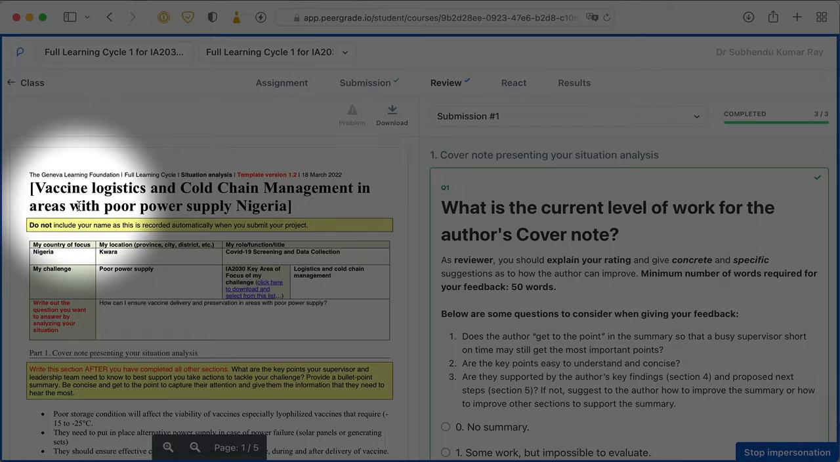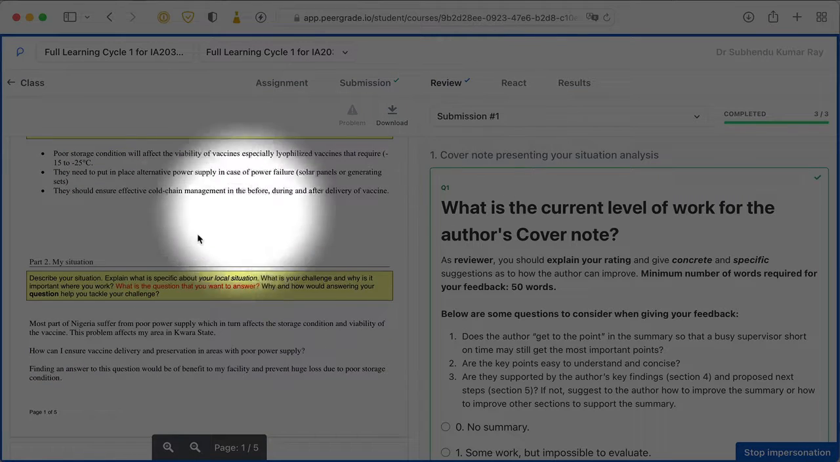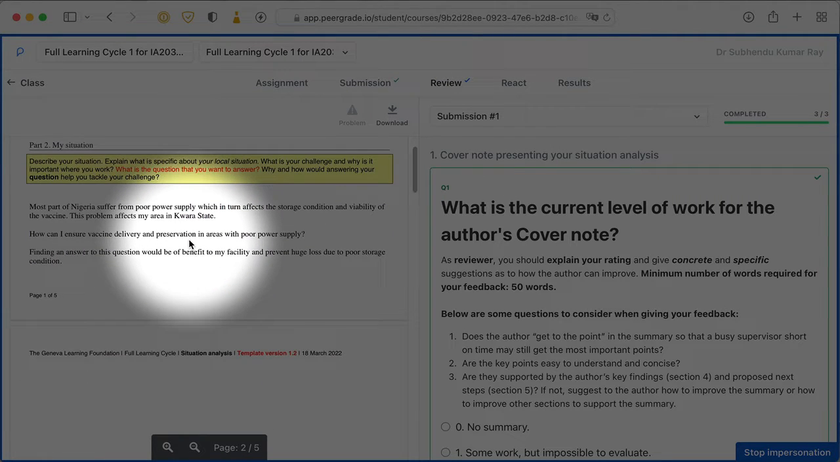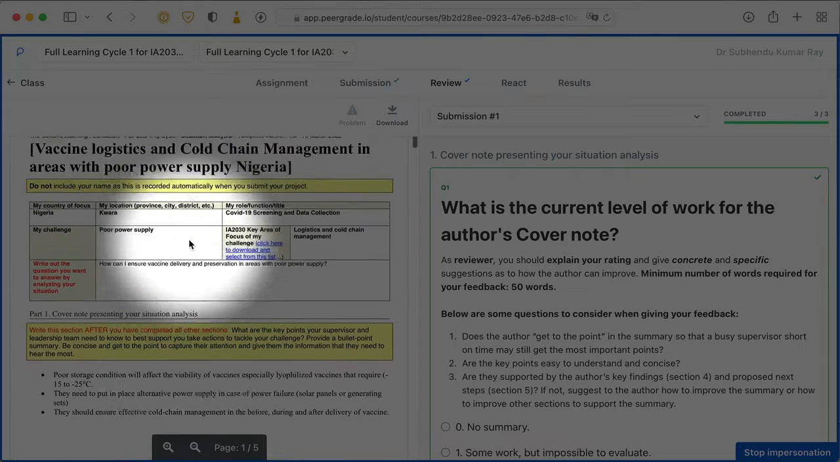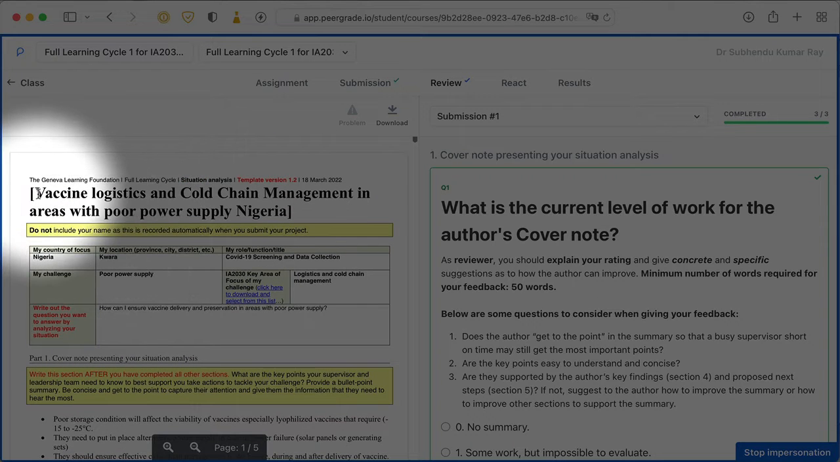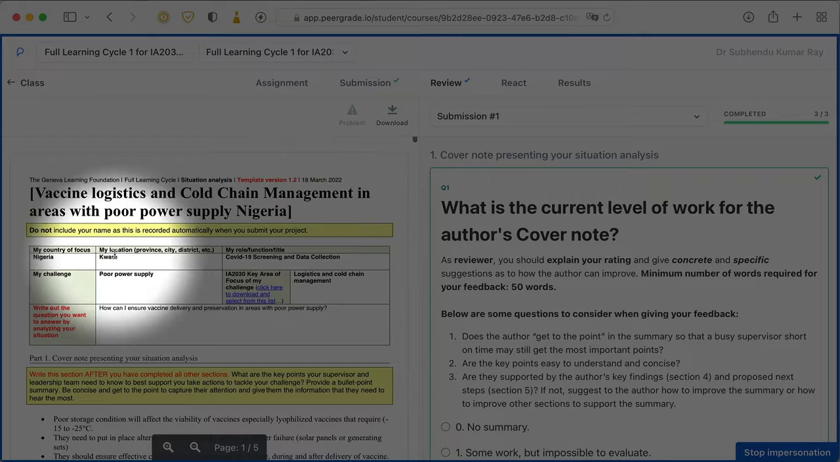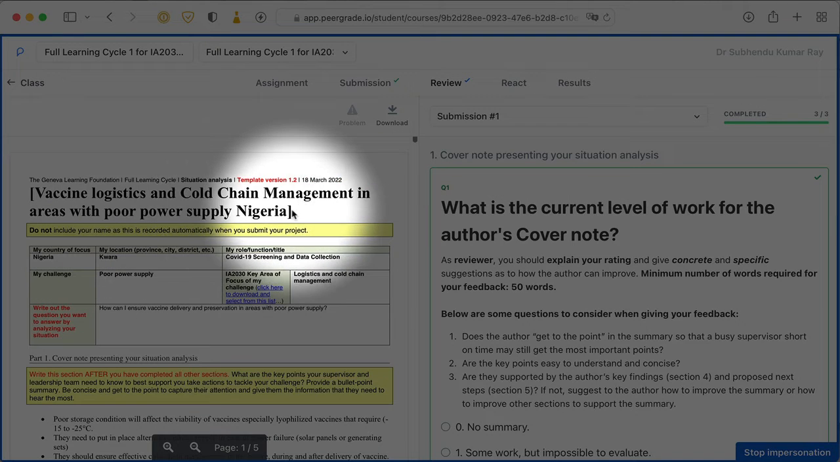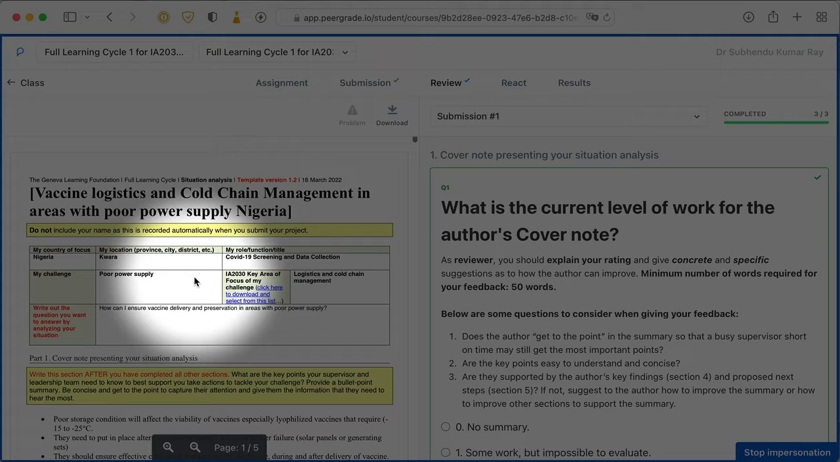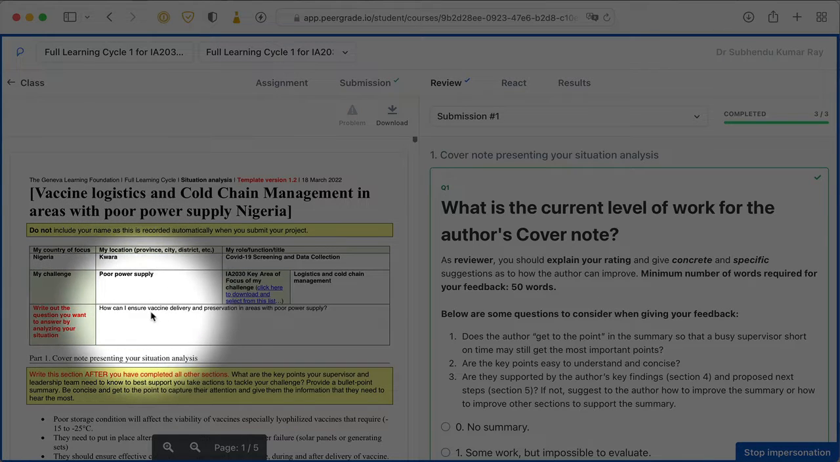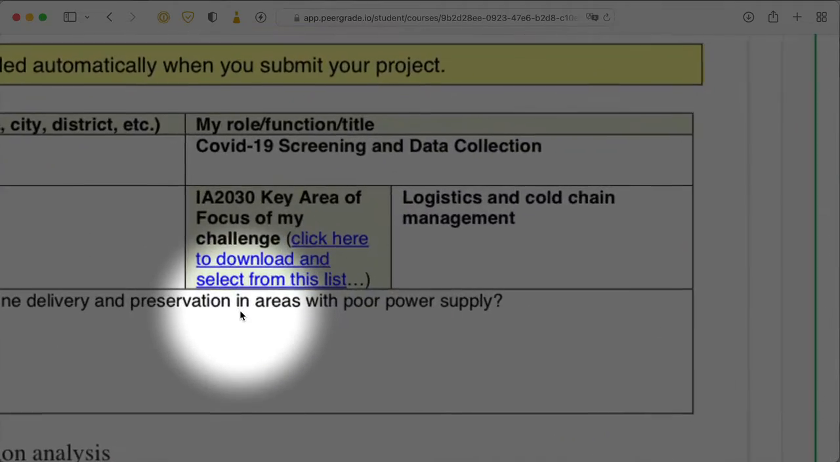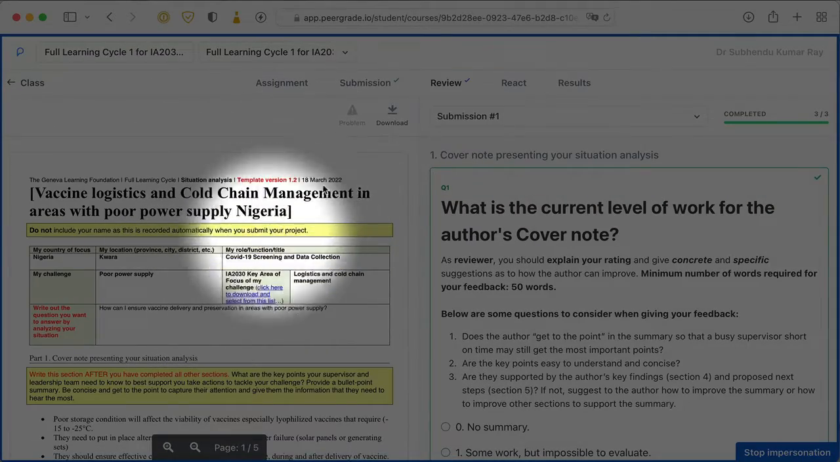Now, on the left-hand side is the work for submission 1 that this reviewer has been tasked with, entrusted with, and it's about vaccine logistics and cold chain management in areas with poor power supply in Nigeria. Okay, so that is what the author ostensibly is going to analyze. You can see here this seems to be filled in. My challenge is poor power supply, and then the question, how can I ensure vaccine delivery and preservation in the area with poor power supply? You can see this is tiny text.